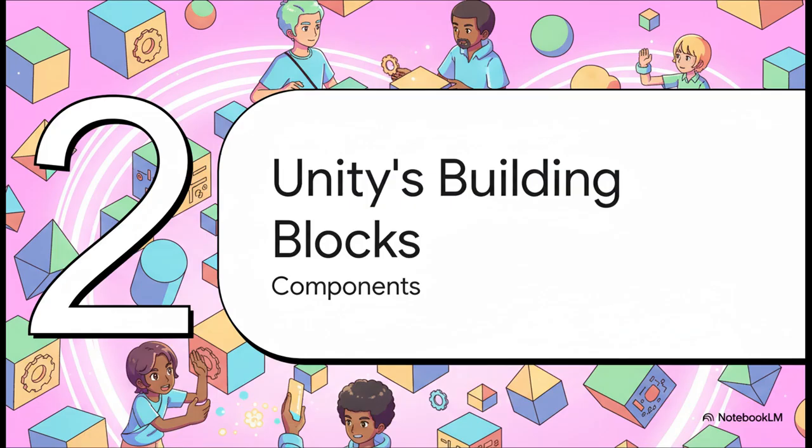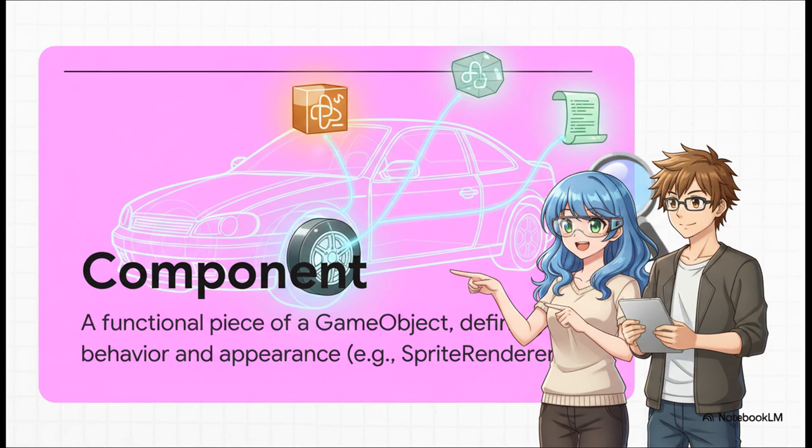It is the absolute foundation of everything you will ever build in Unity. So think of a game object, like our car, as just an empty box. Seriously, on its own, it does absolutely nothing. It's just a name and a location in your game world. Components are the functional pieces you attach to that box to give it abilities.